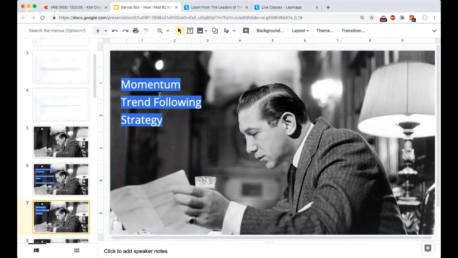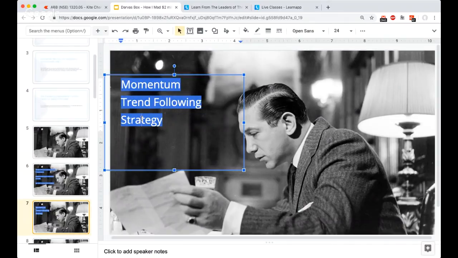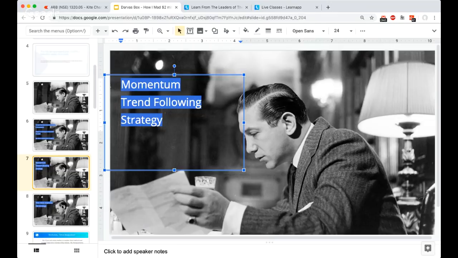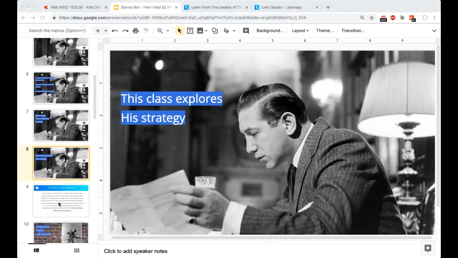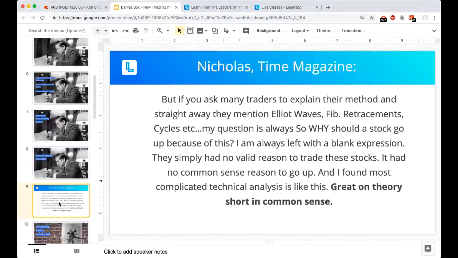He follows something called a breakout momentum trend following strategy. Now, he explained this in an American context, right? But I'm very interested to know, India is one of the fastest growing economies in the world, especially the stock market. So let's see whether his ideas hold any water in India or not. And this class will basically explore his strategy. All right? Awesome. Great.